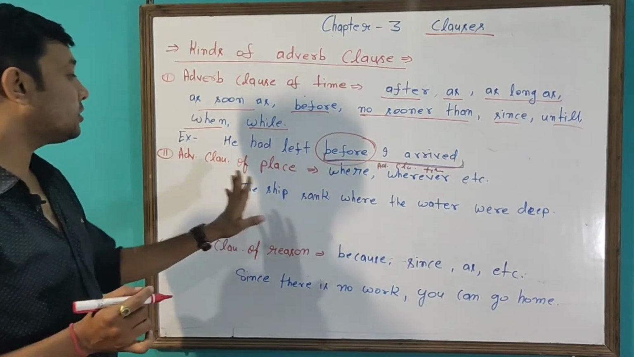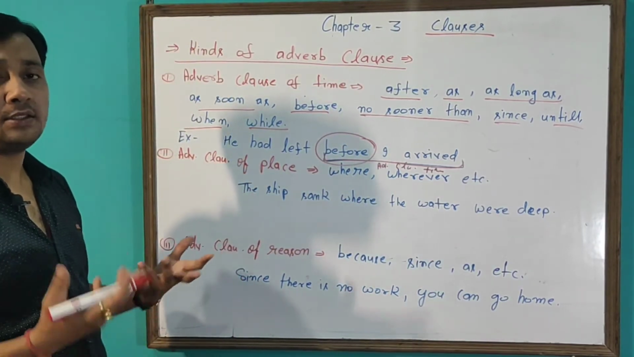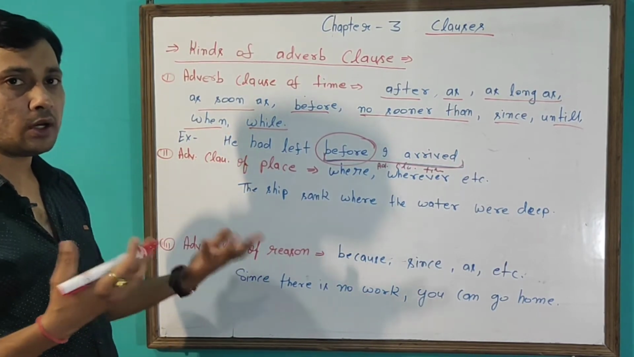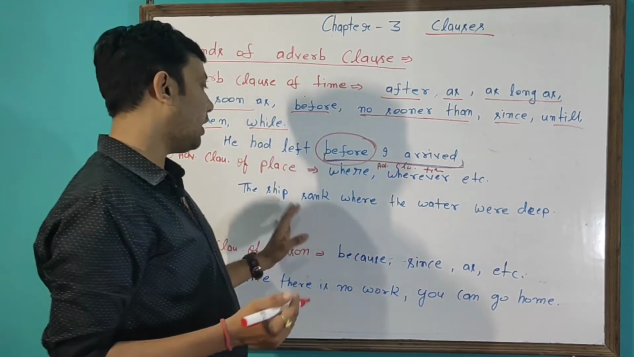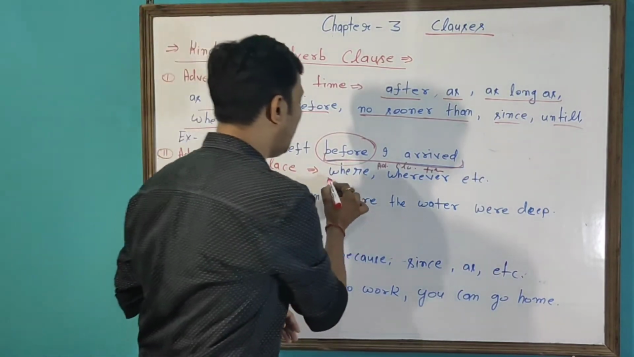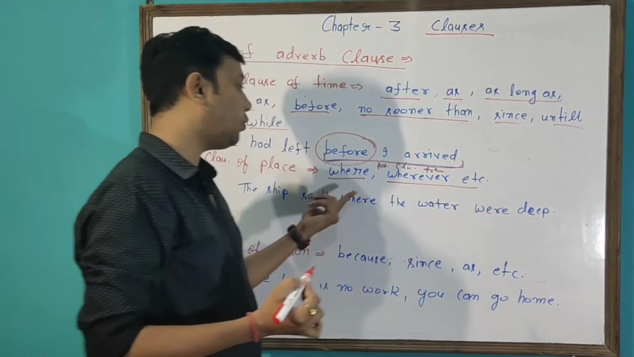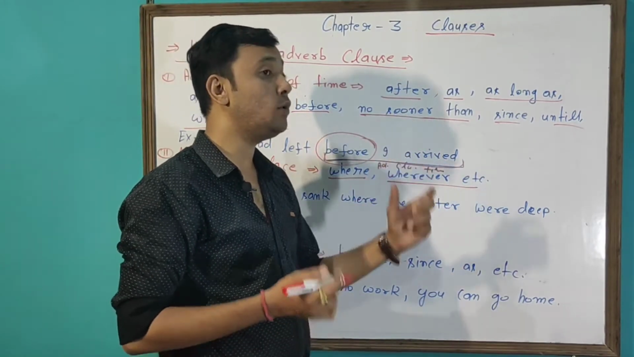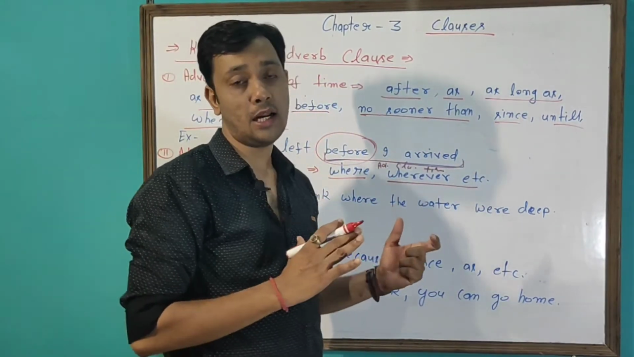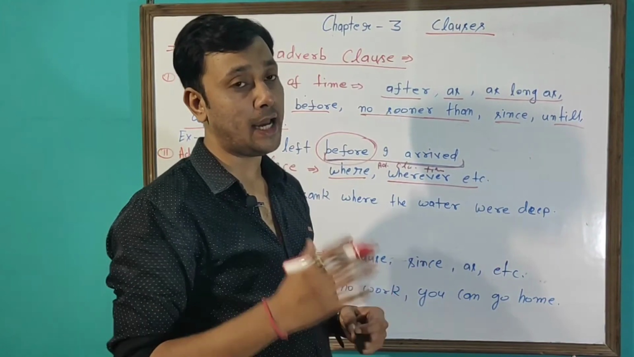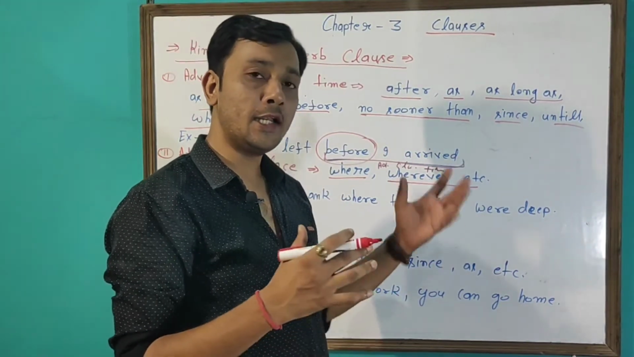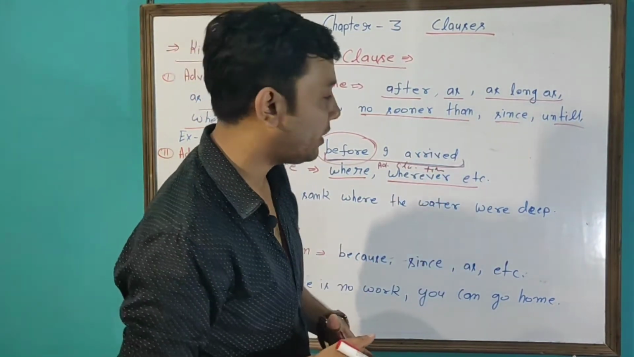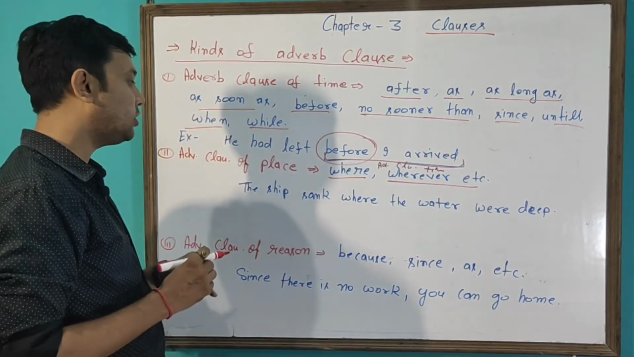Now, adverb clause of place. An adverb clause of place generally tells about the place where the work has taken place, and it generally starts with where and wherever. These underlined words are very important. These words will help you identify whether it is a noun clause, an adverb clause of time, an adverb clause of place, and so on. Exercises related to these words are also given. Clear? So pay full attention to that.